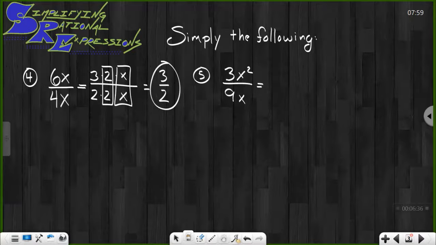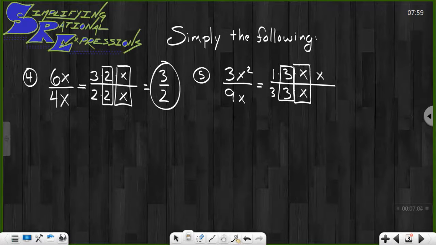If I've got 3x squared over 9x, let's start with my numbers first. Focus on my numbers first. 3 can be rewritten as 1 times 3, whereas 9 can be rewritten as 3 times 3, noticing a common factor of 3. But what about x? X squared really means x times x. And on the bottom, we only have one of those x's. At this point, everything is separated by multiplication. Let's cancel out my giant ones. I see that 3 over 3 and x over x can come out.